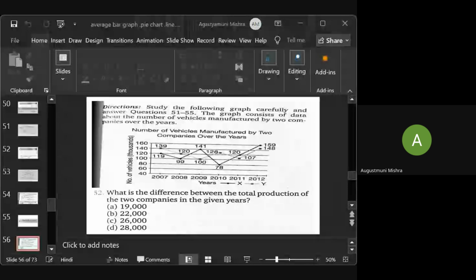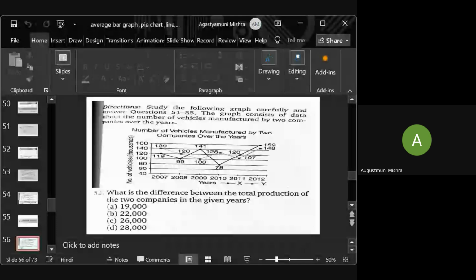Your time is over. I'm just going to change the slide. Okay, I think there's still a calculation. It takes time, so within a few seconds I'm going to change.